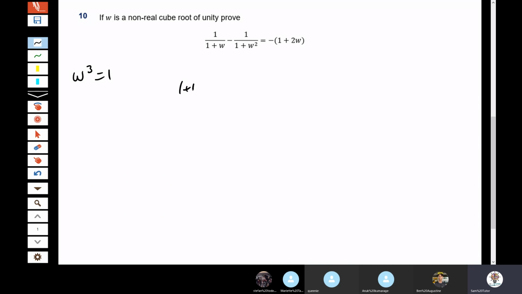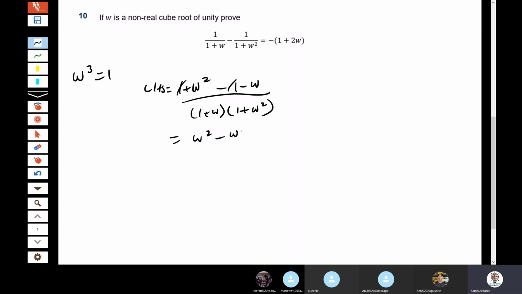Let's make it a common denominator. 1 plus... I think common denominator is not bad. Yeah, let's do that. Minus, use brackets, right? 1 minus ω, if you don't use brackets otherwise. Common bottom is this. Okay, now what? 1 minus 1 is gone. You end up with this. Come on, tell me, now what?